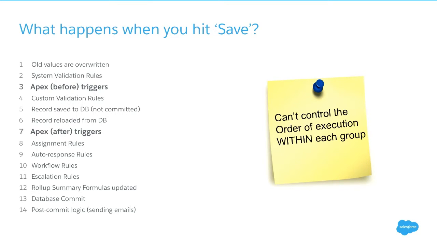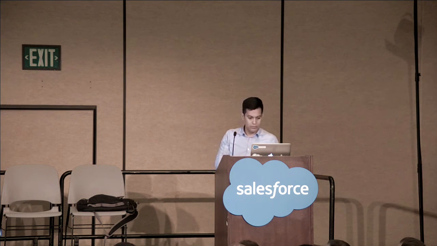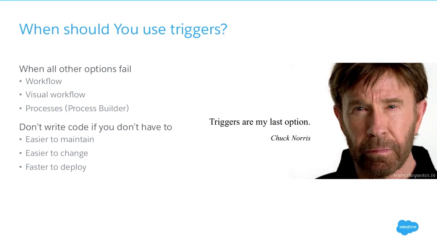Whenever you write your trigger code, you need to write it with the assumption that it needs to execute in its own way and without depending on any previous or after execution. So when should we use triggers?